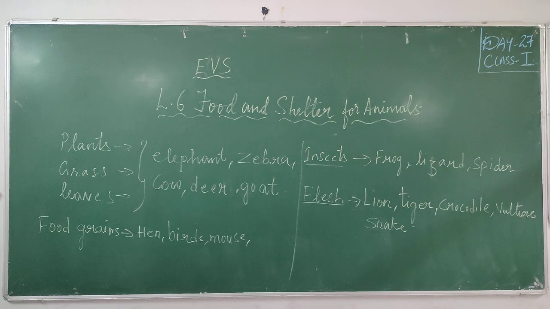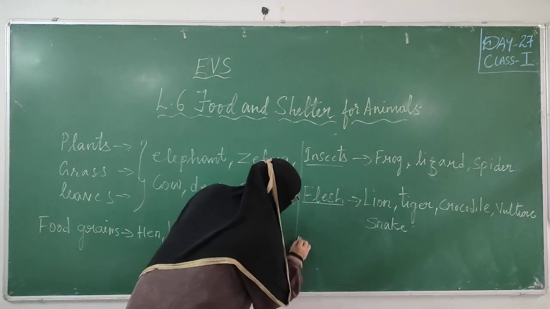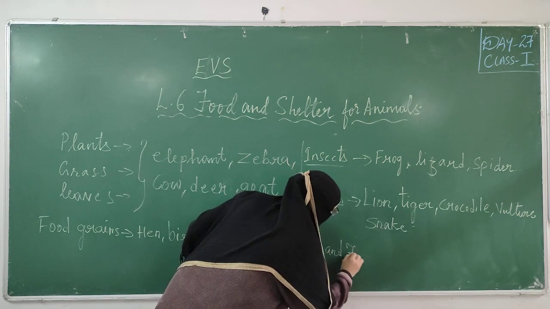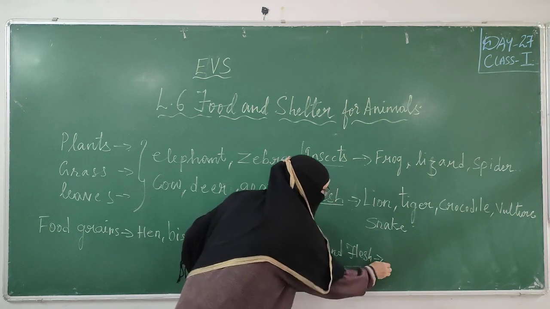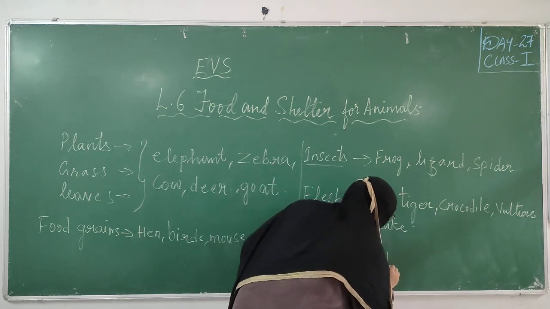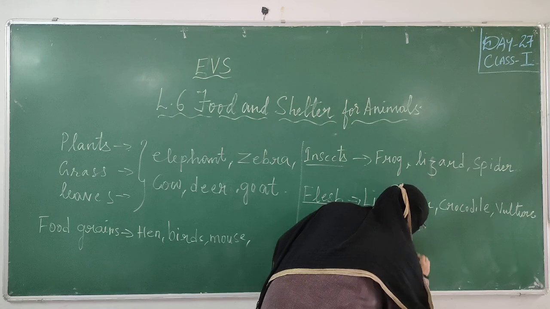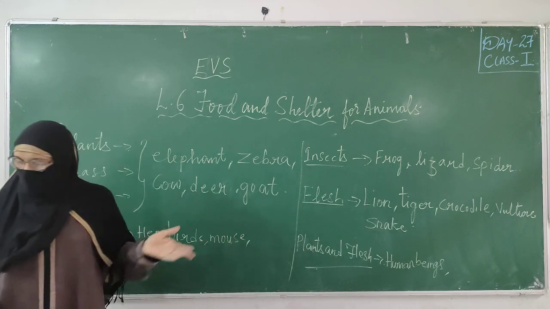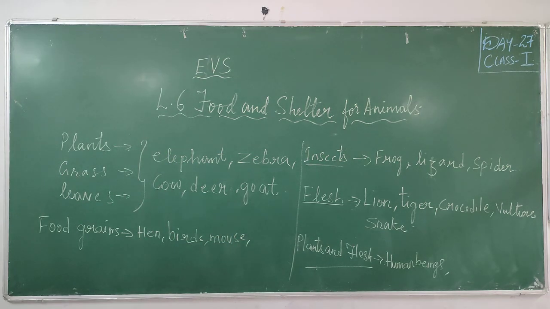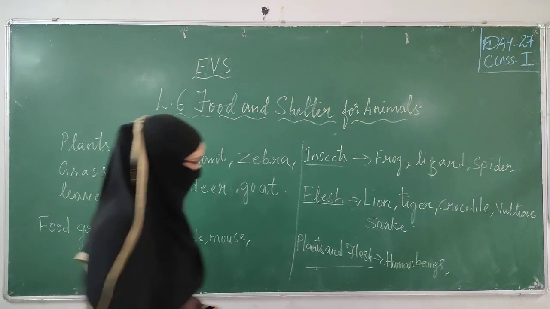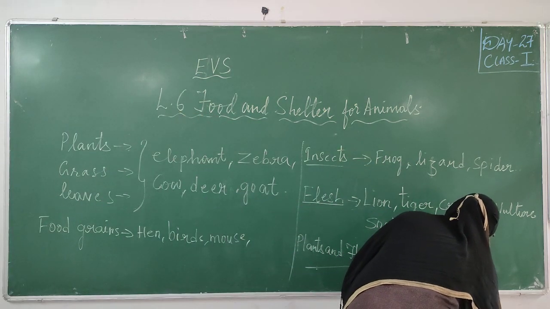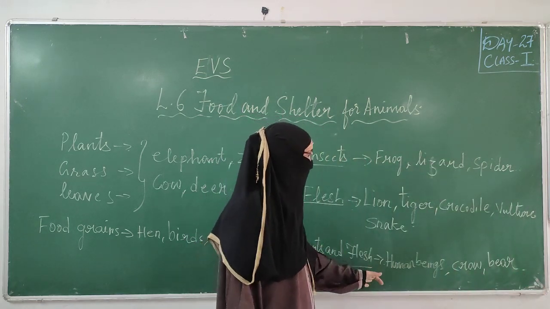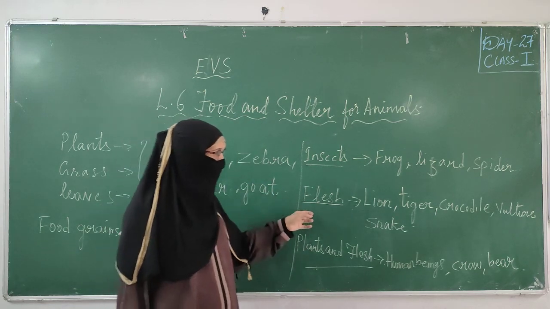Now some animals eat both plants and flesh. What are those animals which eat both? We human beings. We human beings are both plant eating and flesh eating. Others are cow, bear, cockroach, crow. What will the crow do? The crow will eat even the plants, and it also eats the flesh.